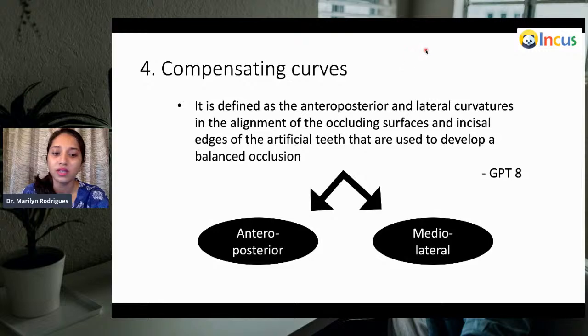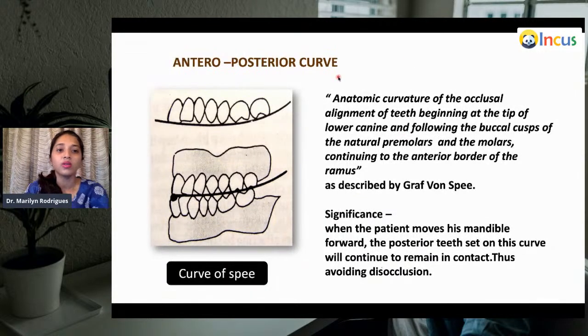So the compensating curves are divided into anterior-posterior and medio-lateral curves. The anterior-posterior curve is the curve of Spee. It is the anatomic curvature of the occlusal alignment of the teeth beginning at the tip of the lower canine and following the buccal cusps of the natural premolars and molars, continuing to the anterior border of the ramus. So it starts at the cuspid, that is the lower canine, follows all the cusps of the premolars and the molars, and it continues to the anterior border of the ramus.